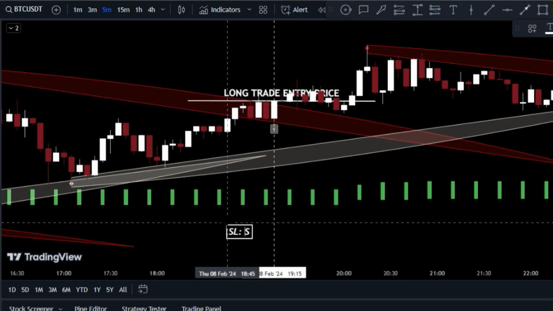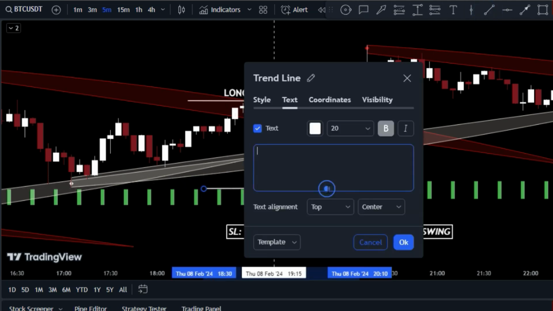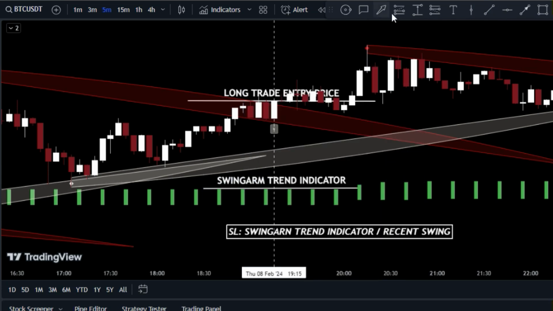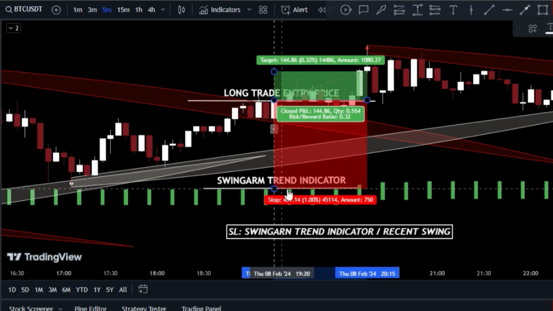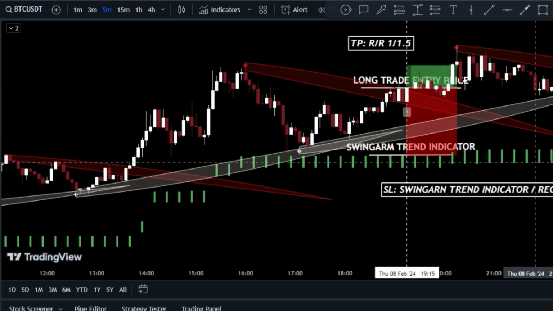But don't forget to set a stop loss for the trade. You can use the swing arm ATR trend indicator or the recent swing low depending on the market conditions for this purpose. Lastly, set the trade target to be 1.5 times the risk.